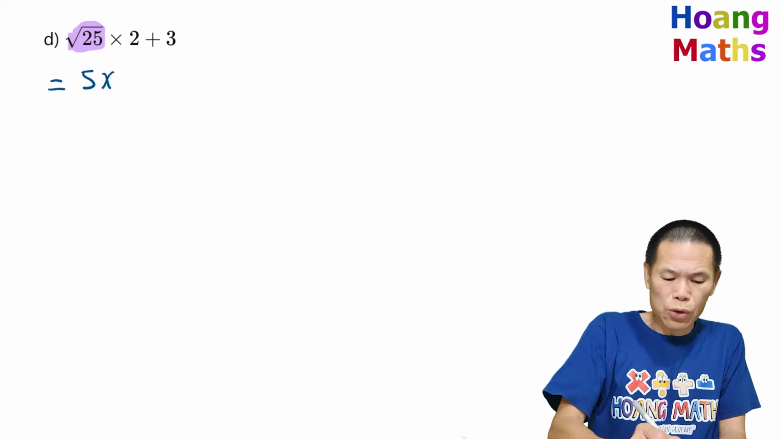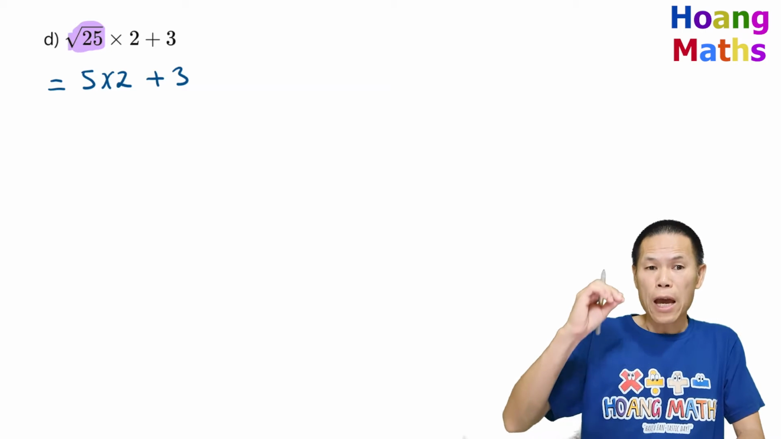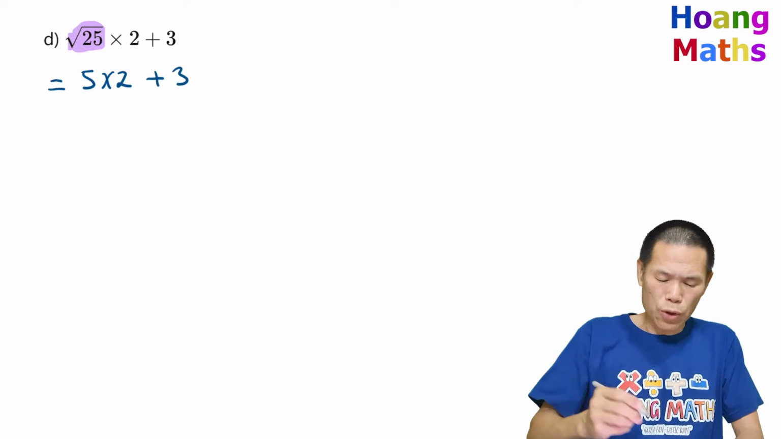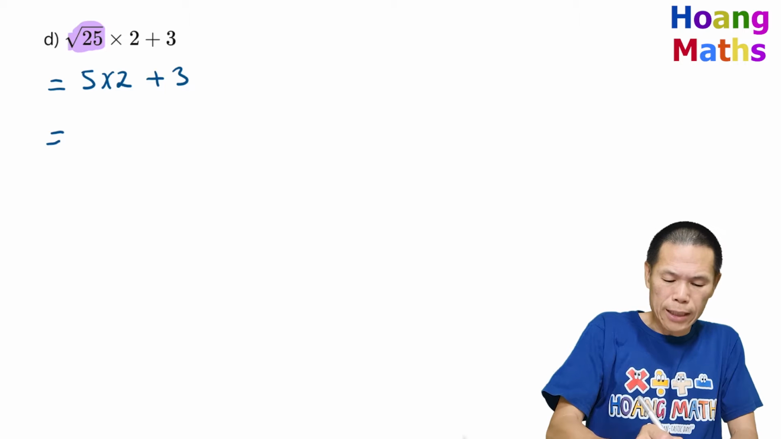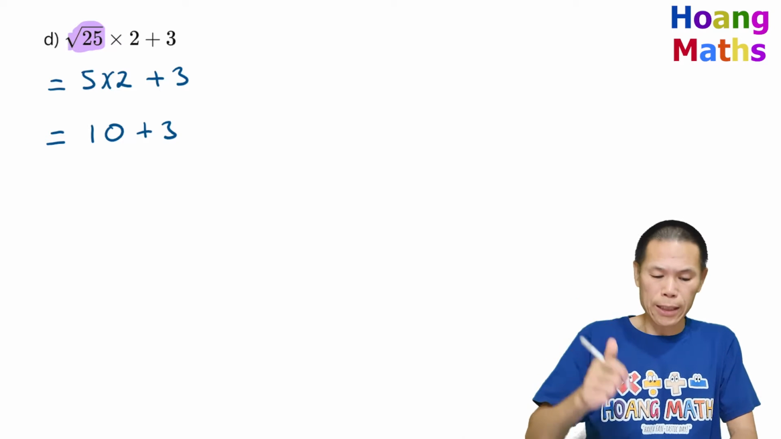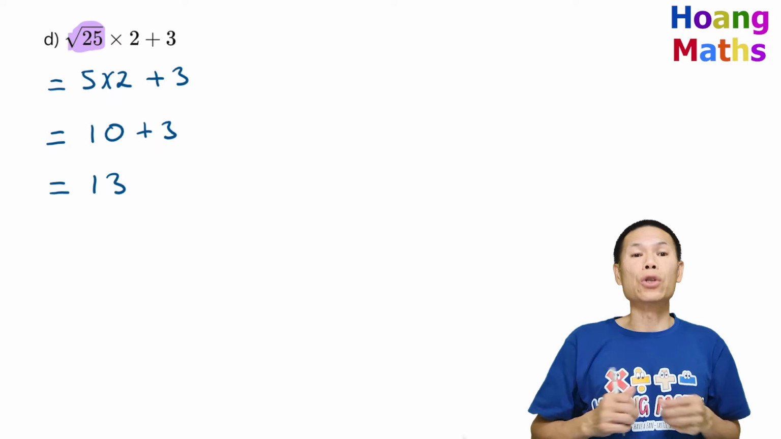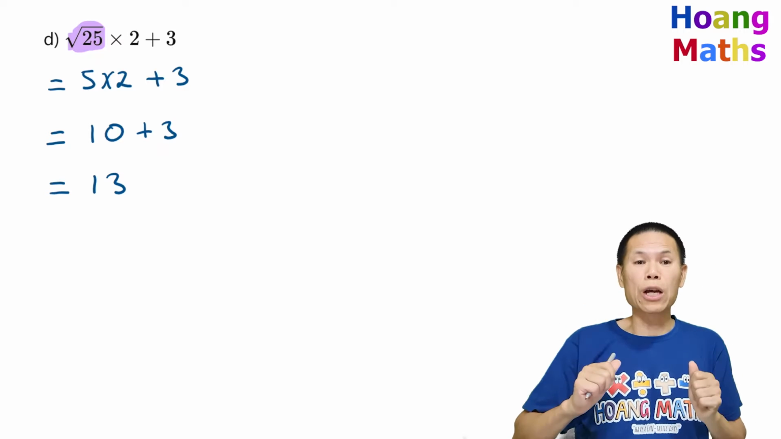And then we times 2, and we add 3. We need to work out multiplication first. And 5 times 2 will give me 10. So the answer is 10. And then we add 3. And 10 plus 3 is 13. So the answer is 13. So there you go. And I hope you got it correct.